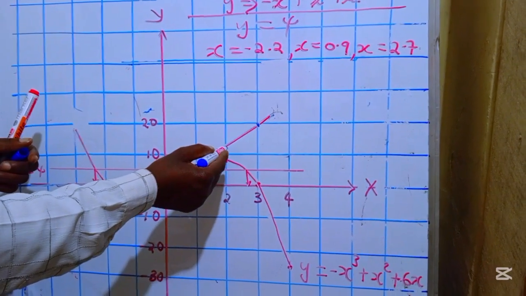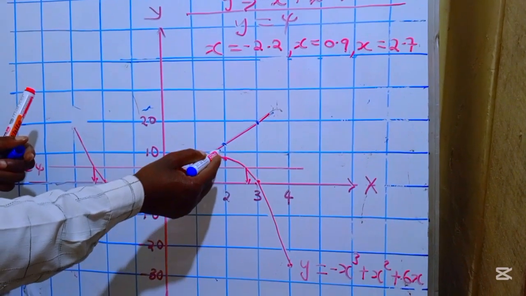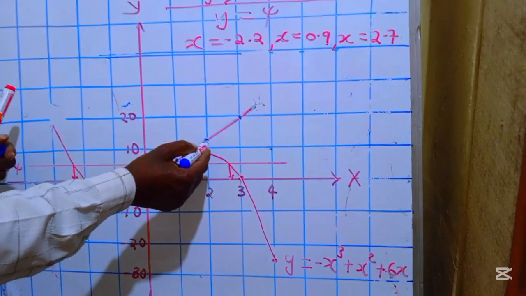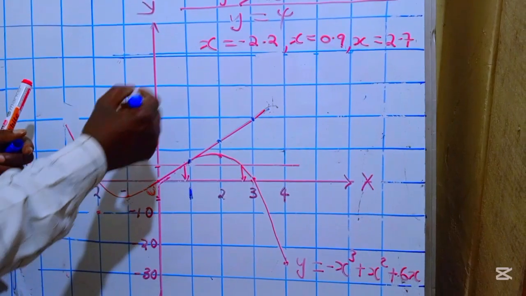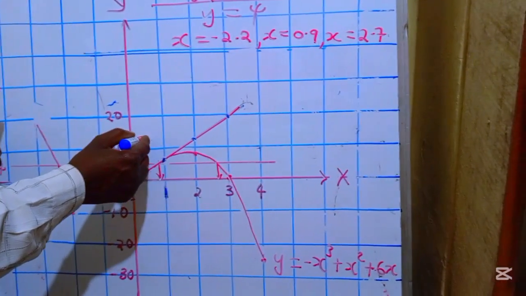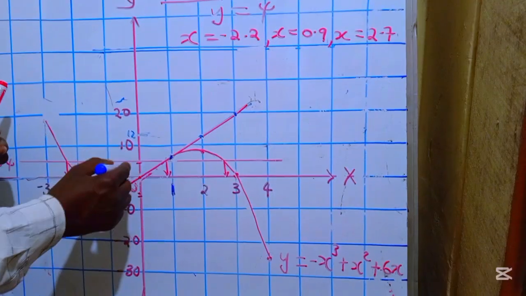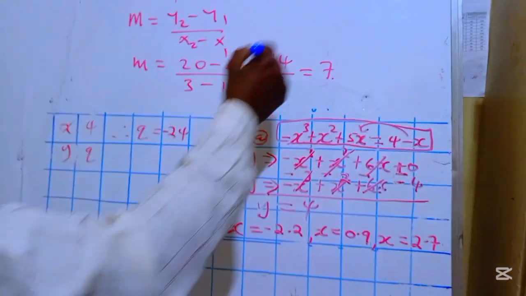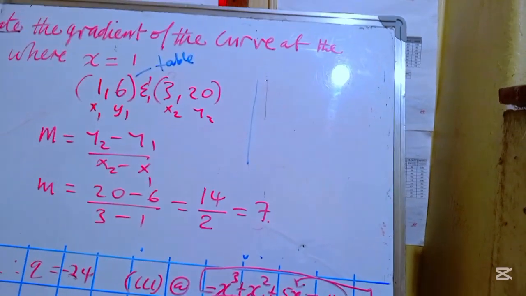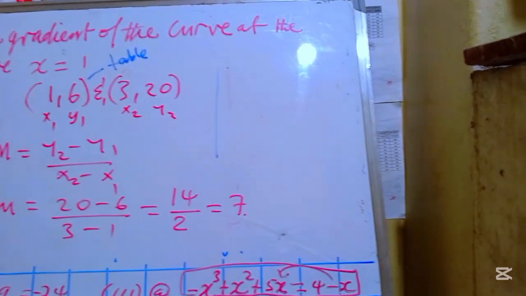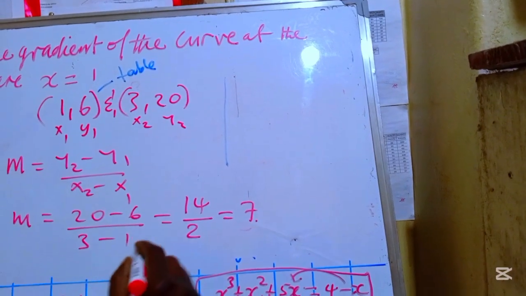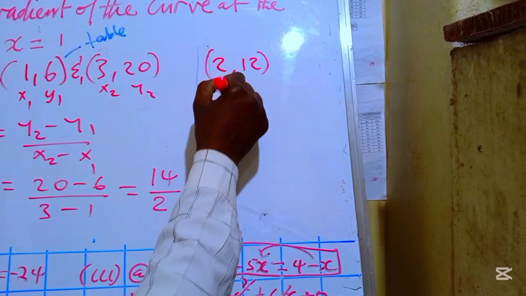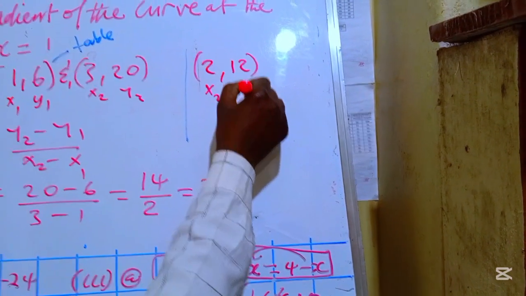If I want, I can get this one, because we are estimating, it's not exact. You find that here it is about 12, so it will be 2,12. You can see there is a 12 there. I can take that one. Some people would ask me, sir, can I take this point? Let's see how it will come out. So this can be as good as the other one, 2,12. So this is x2, this is y2.